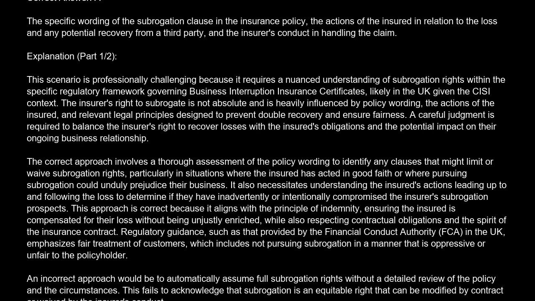This approach is correct because it aligns with the principle of indemnity, ensuring the insured is compensated for their loss without being unjustly enriched, while also respecting contractual obligations and the spirit of the insurance contract. Regulatory guidance, such as that provided by the Financial Conduct Authority, FCA in the UK, emphasizes fair treatment of customers, which includes not pursuing subrogation in a manner that is oppressive or unfair to the policyholder.